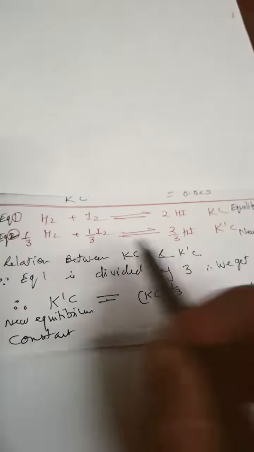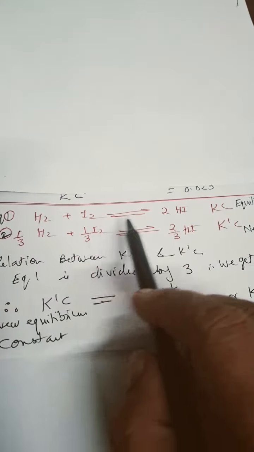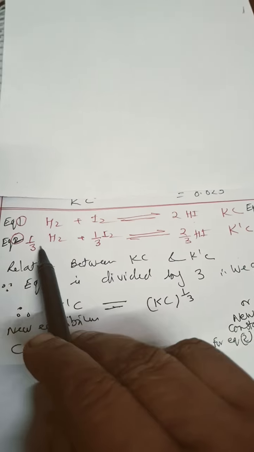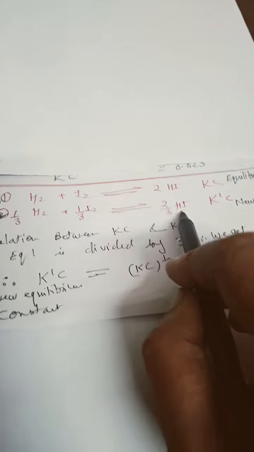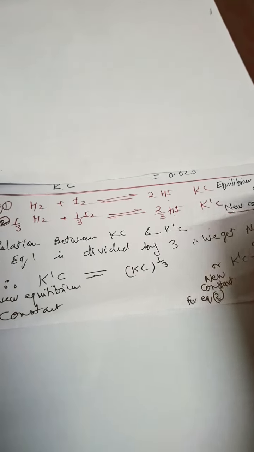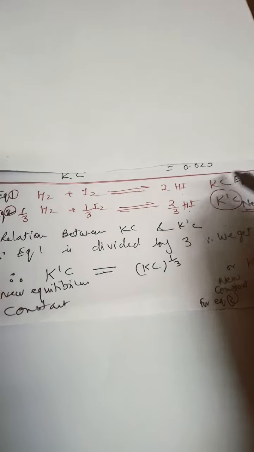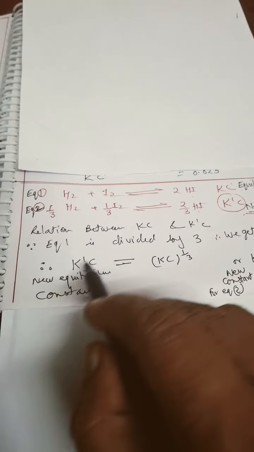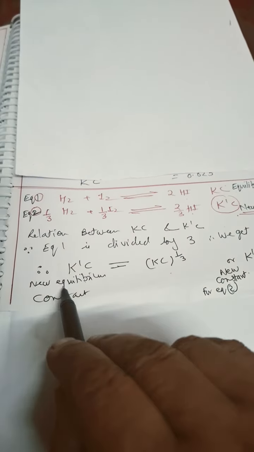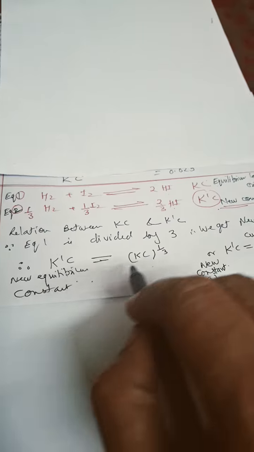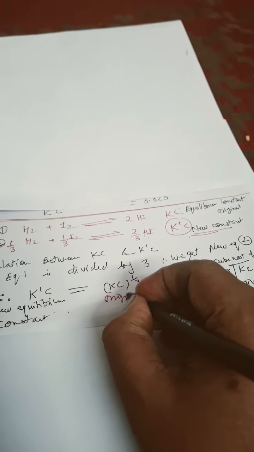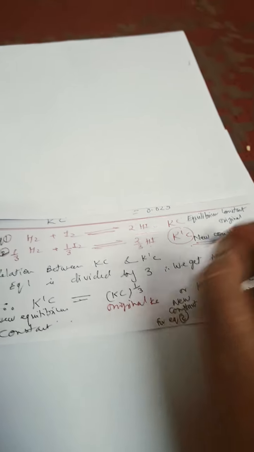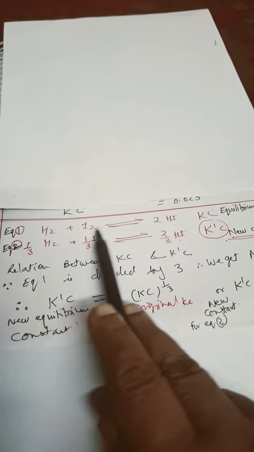Clear to you? Suppose the reaction is divided by 3, so H2 plus I2 gives 2HI becomes 1 by 3 H2 plus 1 by 3 I2 gives 2 by 3 HI. What will be the relationship between the original Kc and K dash C? The new equilibrium constant will be the cube root of the original Kc. This is the original equation first, and so I am saying original Kc.